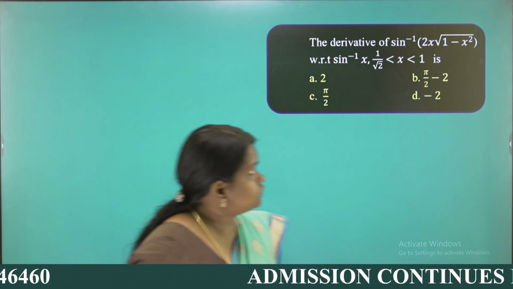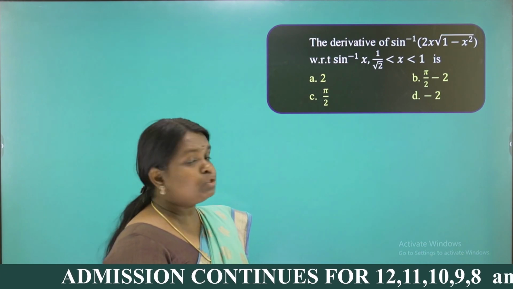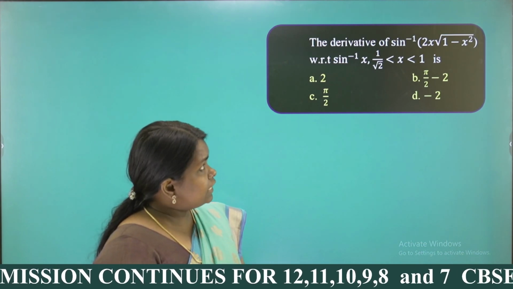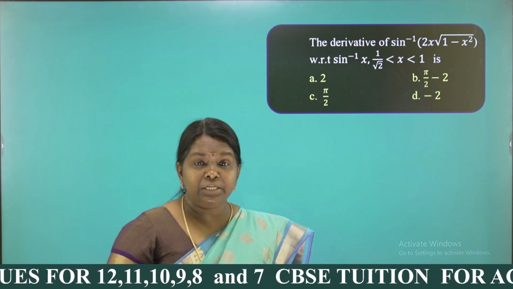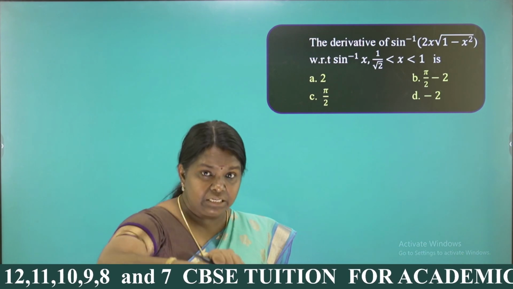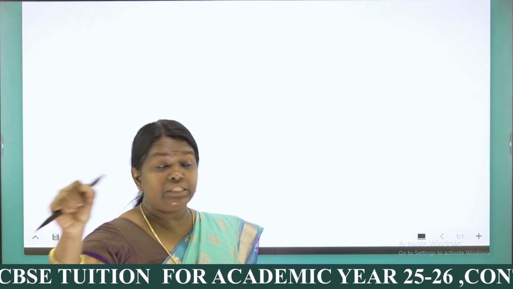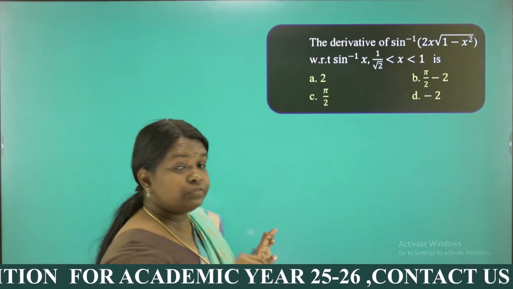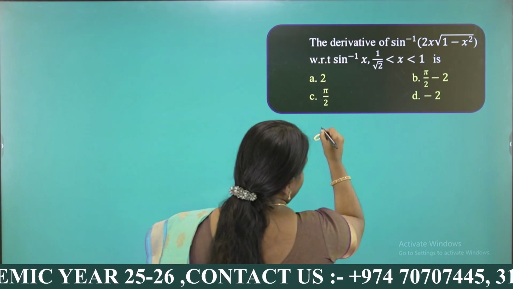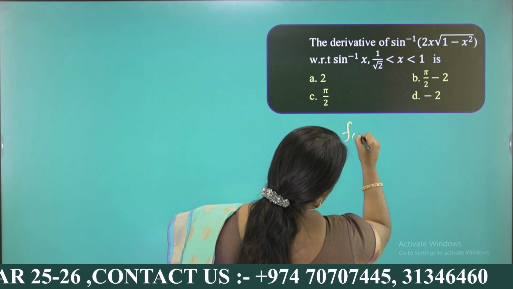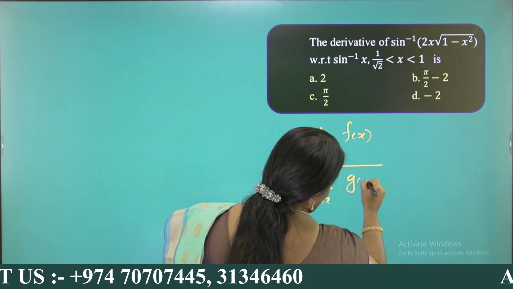Next question: the derivative of sine inverse of 2x into root of 1 minus x square with respect to sine inverse of x. You know, right? What does dy by dx mean? Derivative of y with respect to x, correct? So here, derivative of f of x with respect to g of x. It's another version of the chain rule: d by dx of f of x by d by dx of g of x.